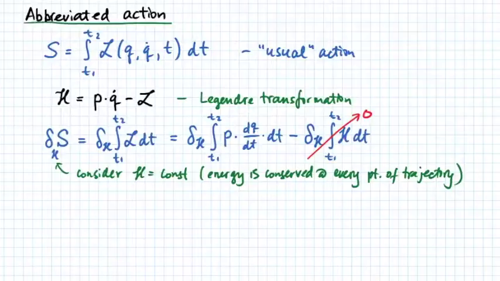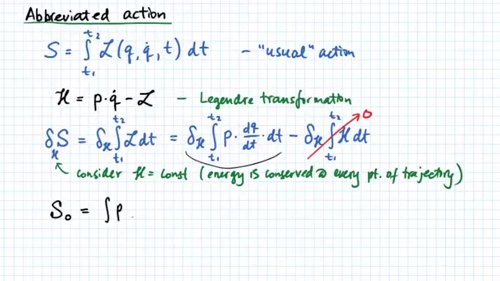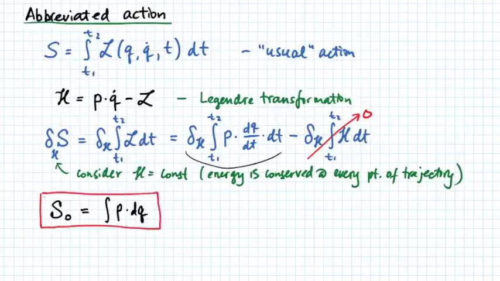And so we end up with a definition of action that can now be given only by the first term here. We will give it a subscript 0 to indicate that this is a special case, the so-called abbreviated action, and the integral simply becomes p, and then we have the derivative dq/dt times dt, which is simply dq. This gives us the definition of abbreviated action.